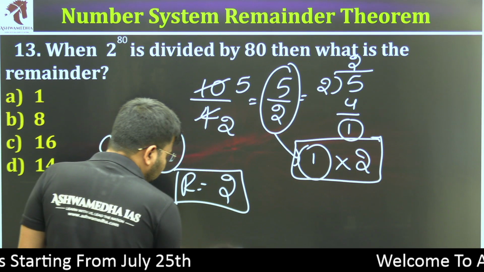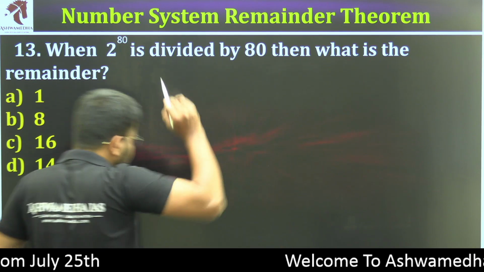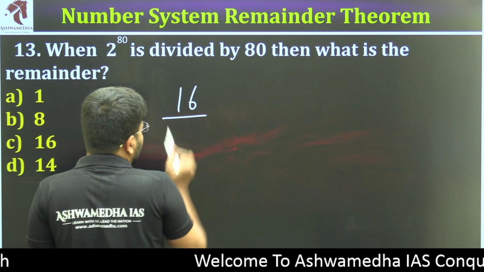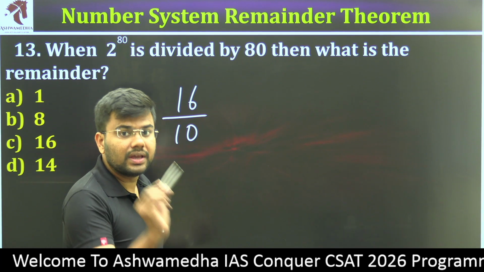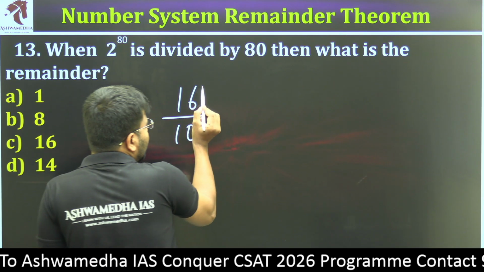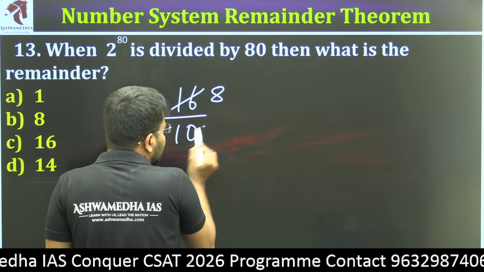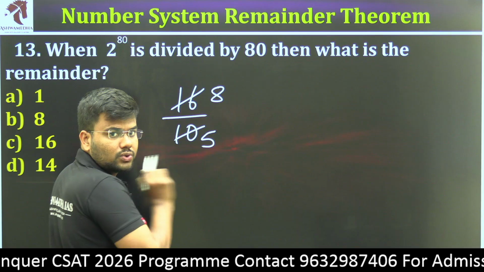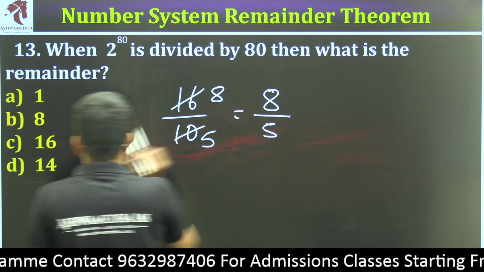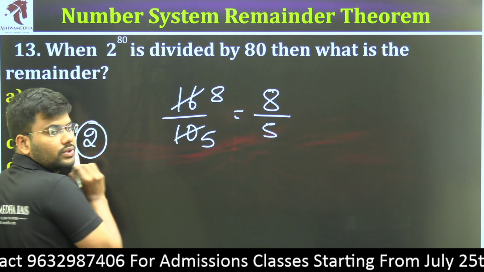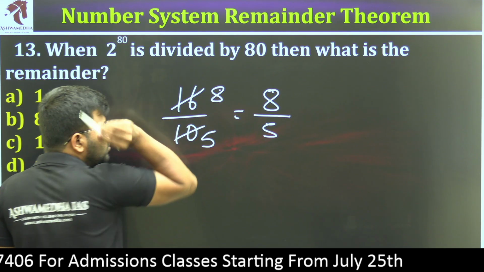One more example I want to give you. That is, 16 divided by 10, you're supposed to find the remainder. What you will do? You will cancel it by 2. 2 8s are 16, 2 5s are 10. Further, there is no common factor. So what is the cancellation factor here? The cancellation factor here is 2. 2 is the cancellation factor. 2 5s are 10, 2 8s are 16.